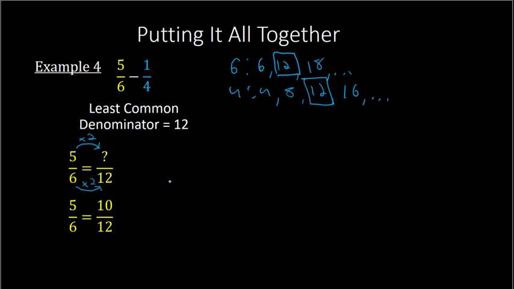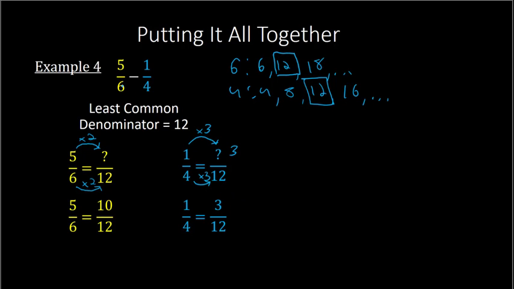And then 1/4 also can be written as something over 12. So looking at the denominator, 4 times 3 gives 12. Same thing on the top, 1 times 3, that would give 3 for the numerator. So 1/4 would equal 3 over 12.